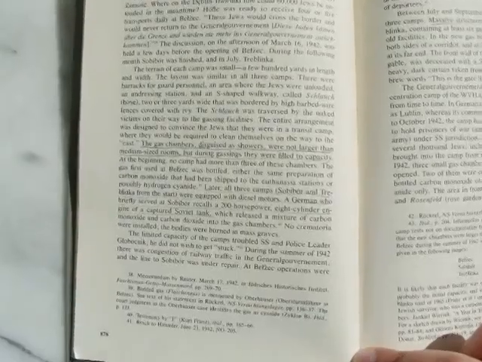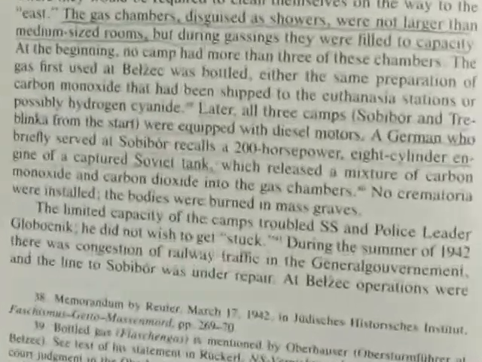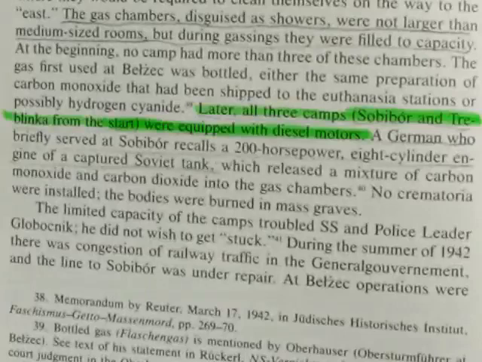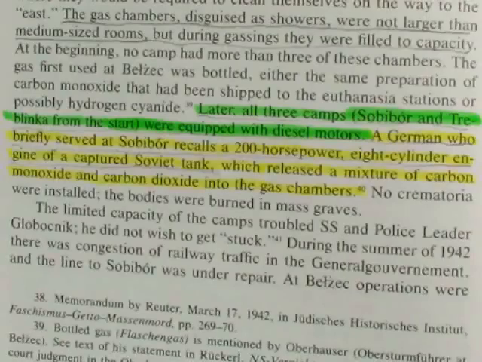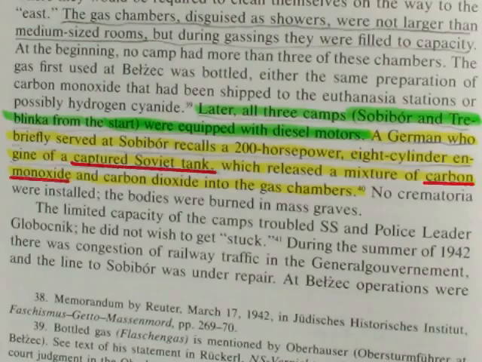On page 878, Raoul Hilberg writes, "Later, all three camps, Sobibor and Treblinka from the start, were equipped with diesel motors. A German who briefly served at Sobibor recalls a 200 horsepower 8-cylinder engine of a captured Soviet tank, which released a mixture of carbon monoxide and carbon dioxide into the gas chambers."